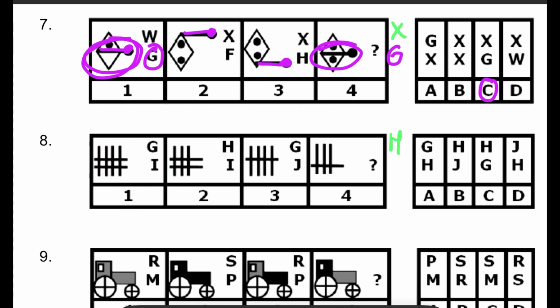Now on to the second letter. 1 and 2 both have an I as the second letter, and they both have 2 horizontal lines. 3 has 1, and so does 4. The second letter here is a J, so the second letter here will be a J. HJ, so the answer is B.